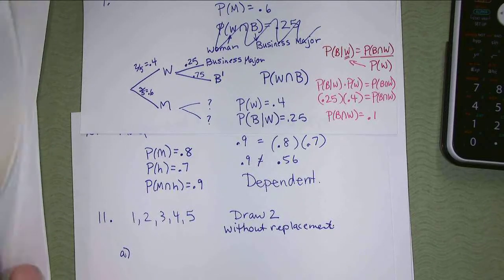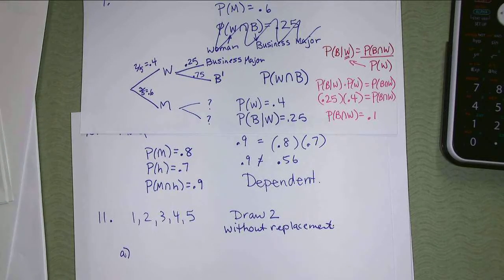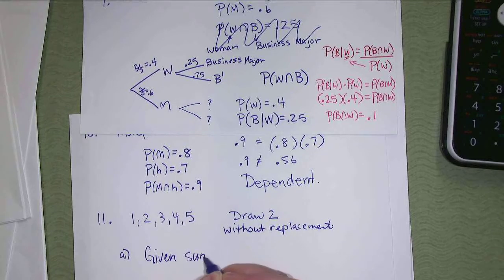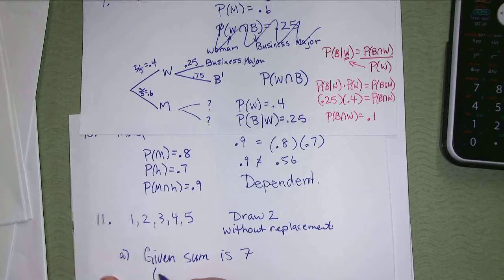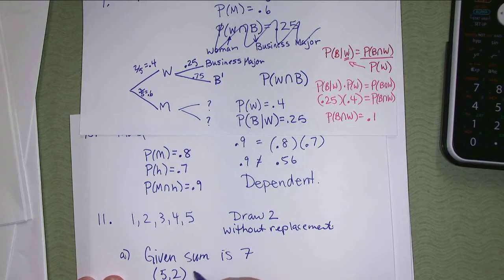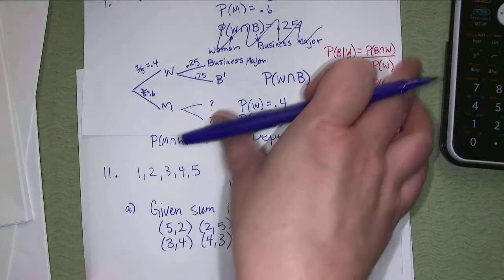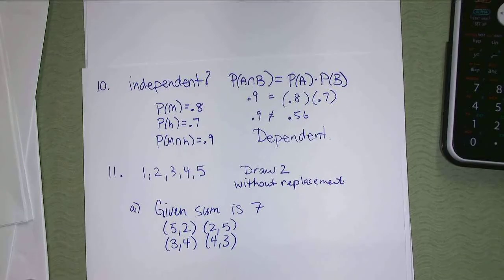So here we're given the sum is 7. So how can the sum be 7? 5, 2, or 2, 5. Remember we talked about that the order matters. If you're drawing 2 at a time, you could either get the 5 and then the 2, or the 2 and then the 5. So we know one of these 4 things happened.